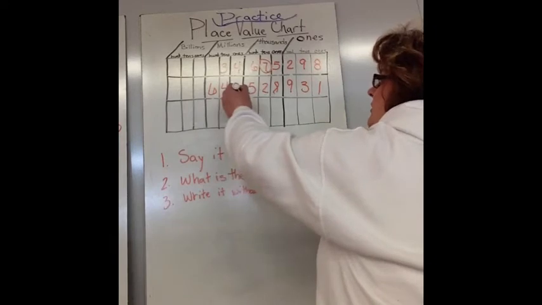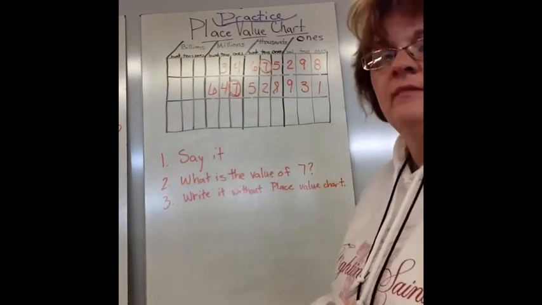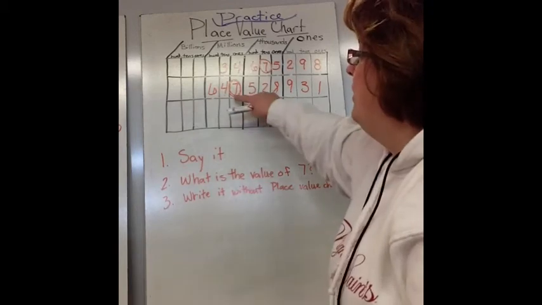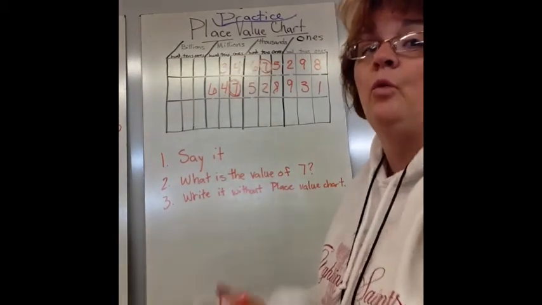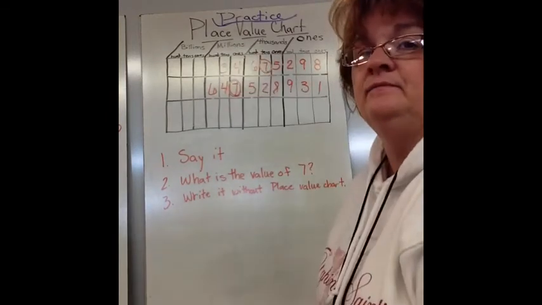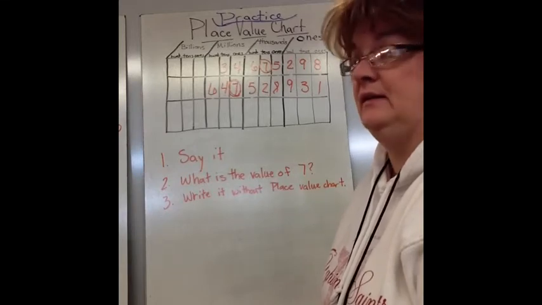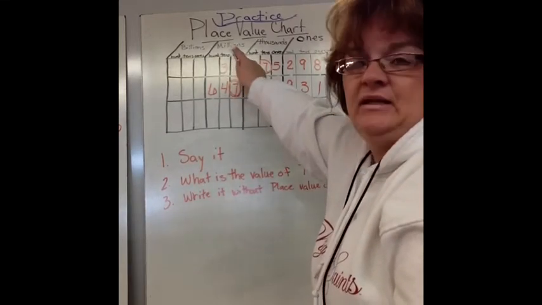Now, what is the value of the 7 in this particular number? Okay. Now we know it happens to be in the ones place, so we know it's actually worth 7. 7 what? It's in the ones section, but what period is it in? It is in the millions period. So we know that this 7 is worth 7 million.